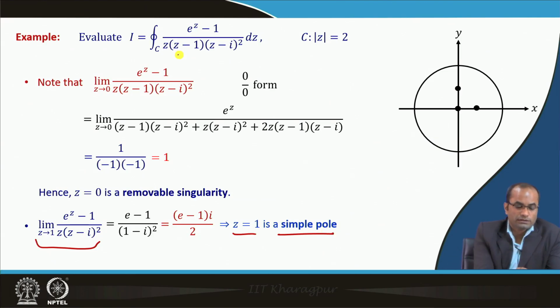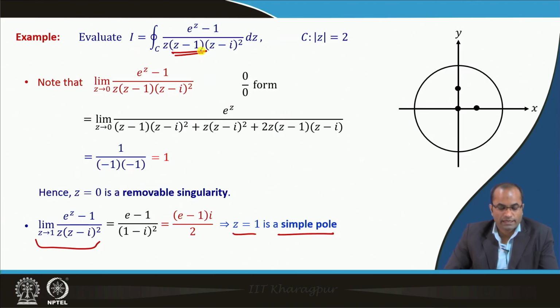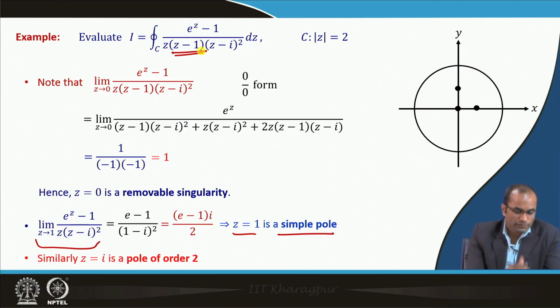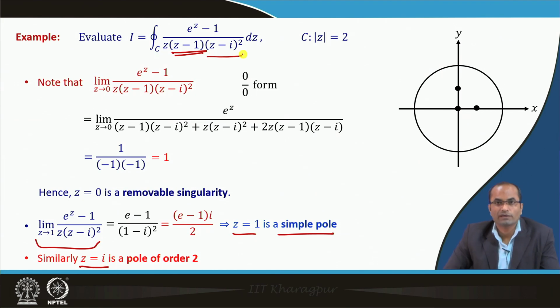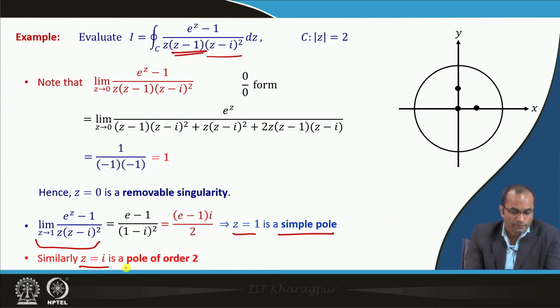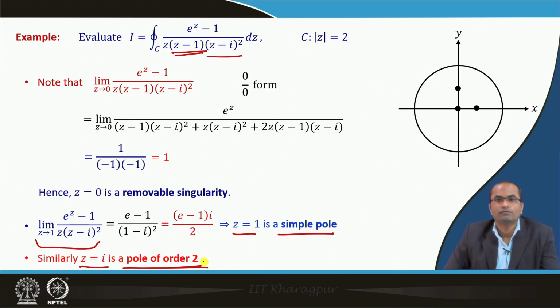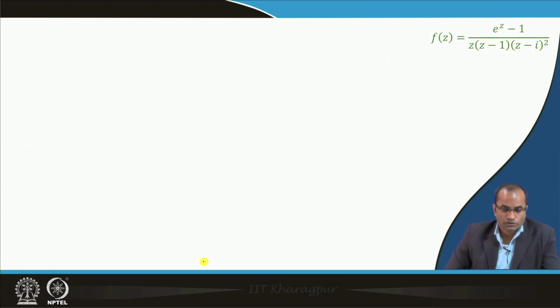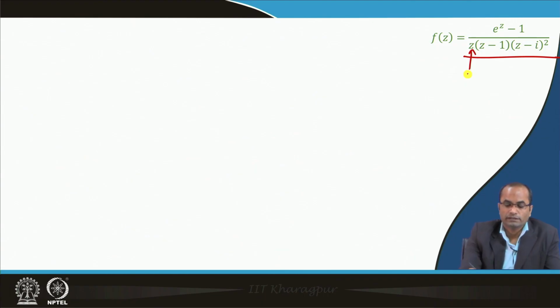So, this singularity is classified as a simple pole, and similarly we can talk about z equal to i. In this case we have to multiply by z minus i the whole square and then take the limit. So, this is going to be a pole of order 2. All classification is done here: z equal to 0 is a removable singularity, z equal to 1 is a simple pole, and z equal to i is a pole of order 2.